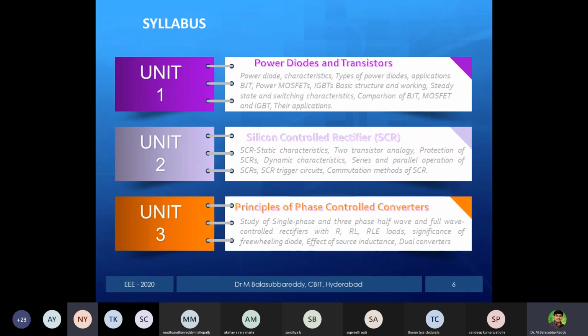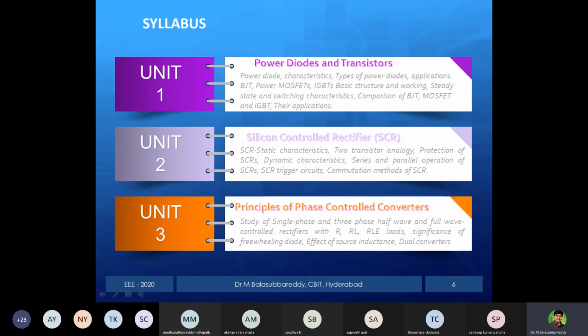We'll see the third unit, principle of phase control converters. In this, there are different subtopics. Anyhow, I will show the introduction portion. There are single phase and three phase controllers, based on our load requirement, whether we have to proceed with single phase or three phase. Suppose the load is high rating, we need to go for three phase.